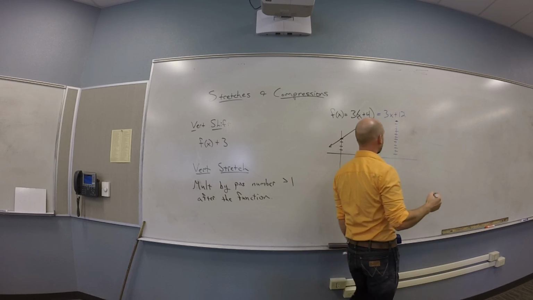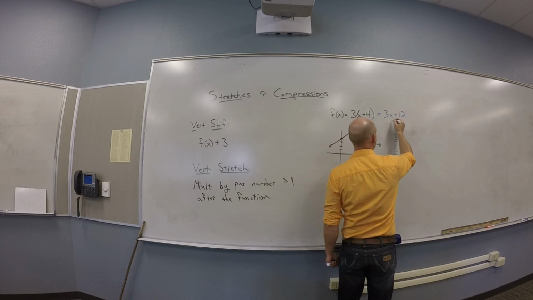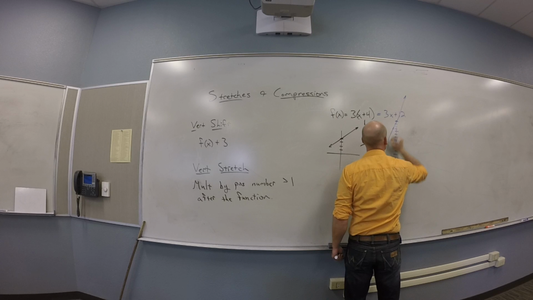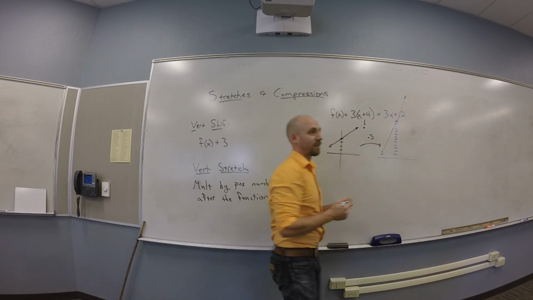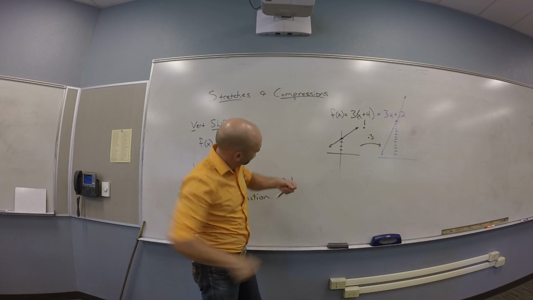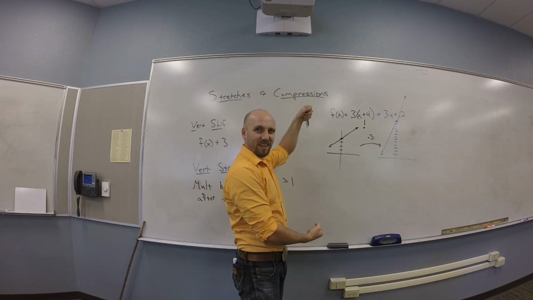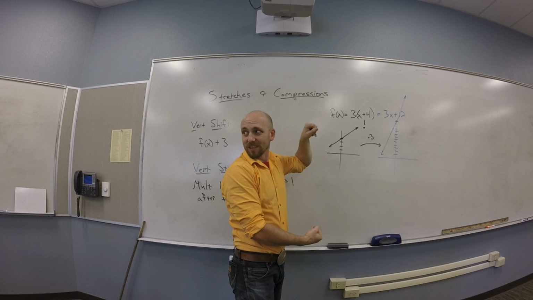Okay. And a slope of 3, right? You go up 3 and down. So if I go 3, back 1 and down 3, I get some kind of line like this. That's a vertical stretch. Definitely a stretch. It seems like it definitely got stretched out.